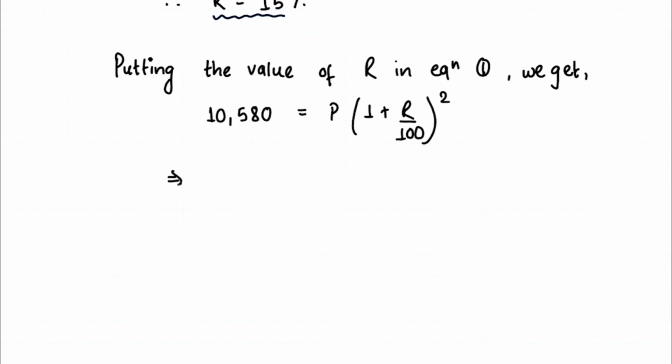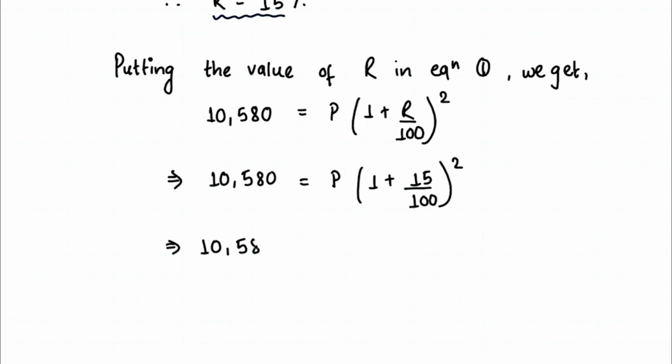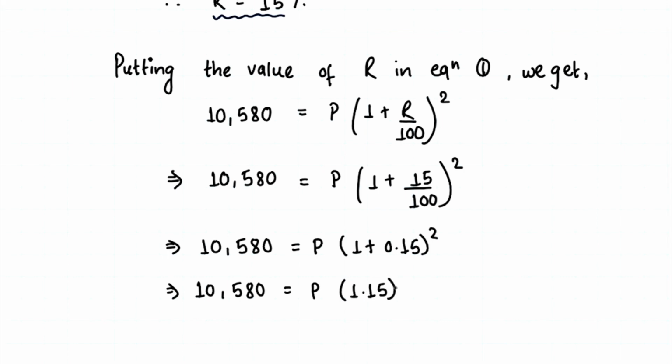Now we are just going to put the value of r. So we have 10,580 equals to p bracket 1 plus our r was 15 divided by 100 whole square. And we have now 10,580 equals to p bracket 1 plus 15 by 100 is 0.15 whole square. And then again, we have 10,580 equals to p, 1 plus 0.15 is 1.15 whole square.